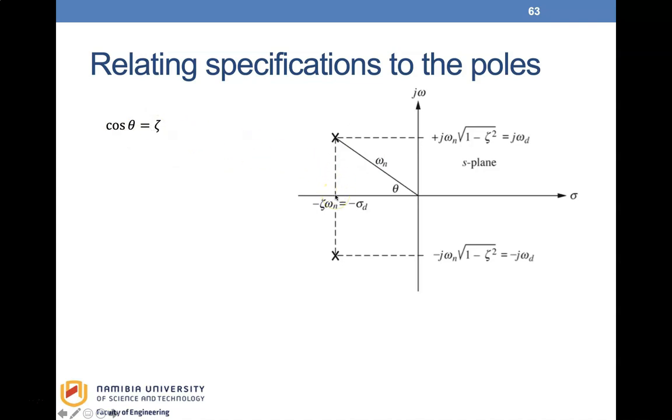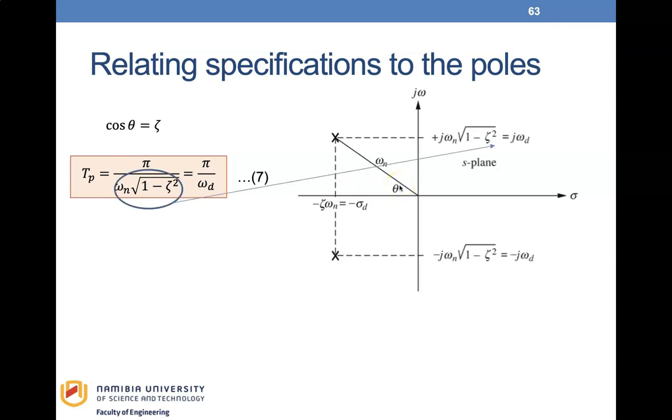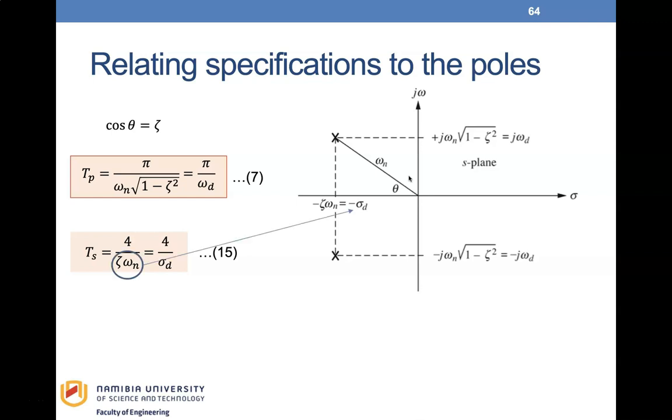Let us relate the specifications to the poles. The peak time is given by equation 7. From the plot, this is pi divided by the imaginary component, omega d, the damped frequency of oscillation. The settling time is given by equation 15, and it is 4 over the exponential damping frequency, which is 4 divided by the real part.